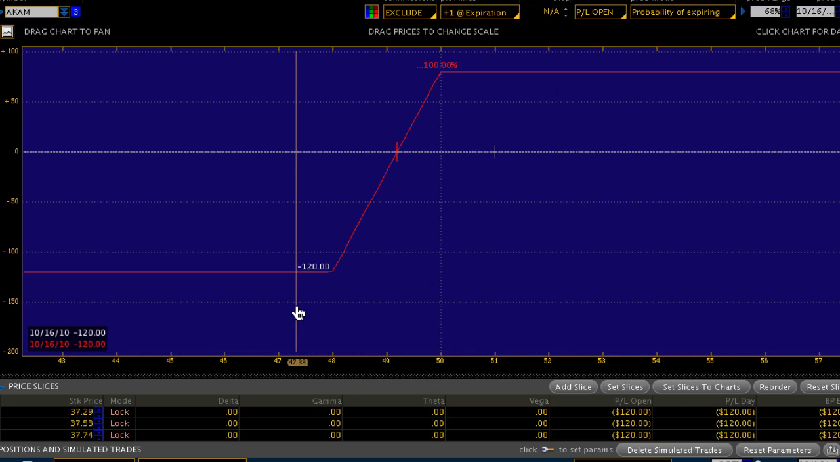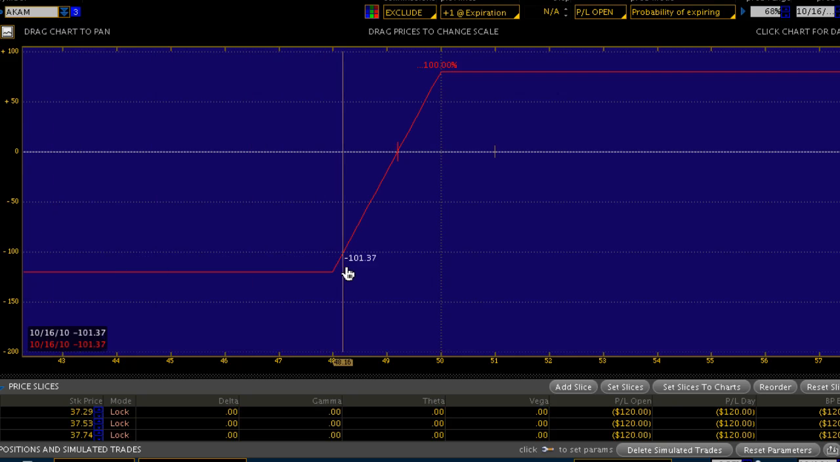So here's the risk plot profile for this trade. Remember that the stock price is along the x-axis here, along the bottom. We've got the stock price here. And the profit and loss on this trade is along the y-axis over here on the side. So here we have our zero line. Anything above the zero line represents a profit on this trade. Anything below the zero line represents a loss on this trade.